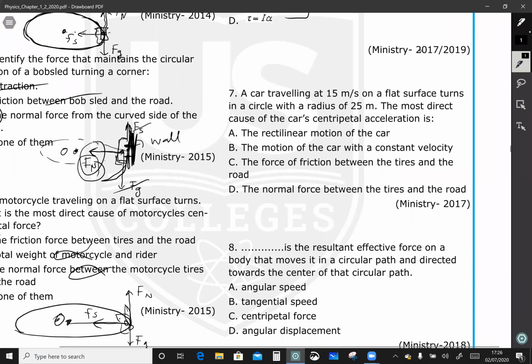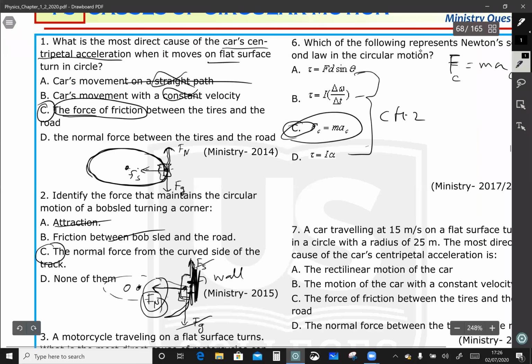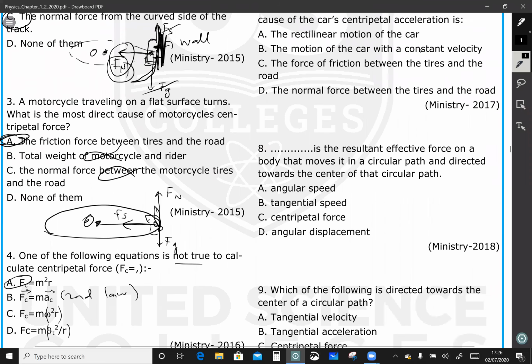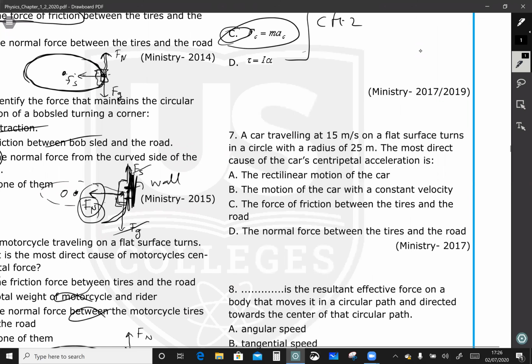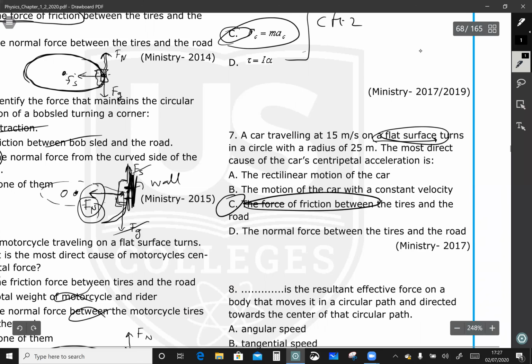A car traveling at 15 meters per second on a flat surface turns in a circle with a radius of 25 meters. What is the most direct cause of the car's centripetal acceleration? Same again as in the first, third, or seventh question: an object is turning on a flat surface. If the surface is flat, the centripetal force is the static friction force, or force of friction between the tires and the road. Directly you can circle it: force of static friction, or force of friction between the tires and the road.